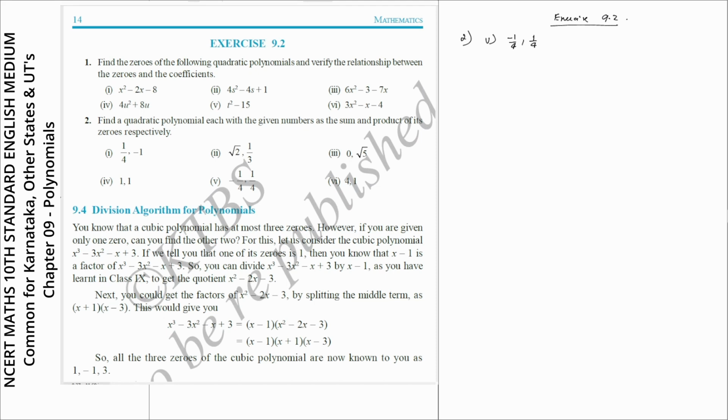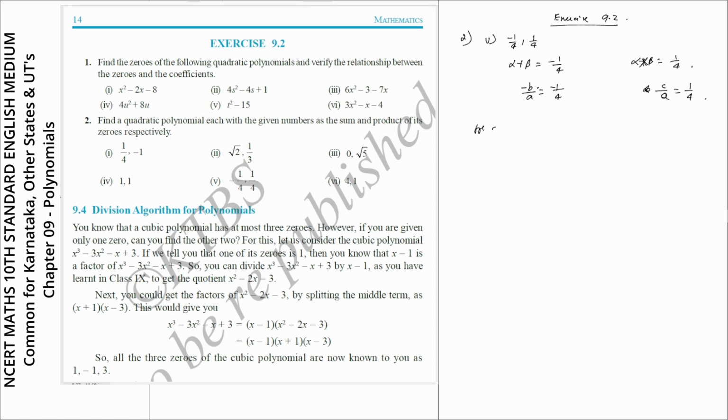Exercise 9.2, question number 2, sub question 5. The given values are minus 1 by 4 and plus 1 by 4. That means alpha plus beta is equal to minus 1 by 4, and alpha into beta is plus 1 by 4. So alpha plus beta is also equal to minus b by a. So minus b by a is minus 1 by 4. So here alpha into beta is c by a. C by a is equal to plus 1 by 4.